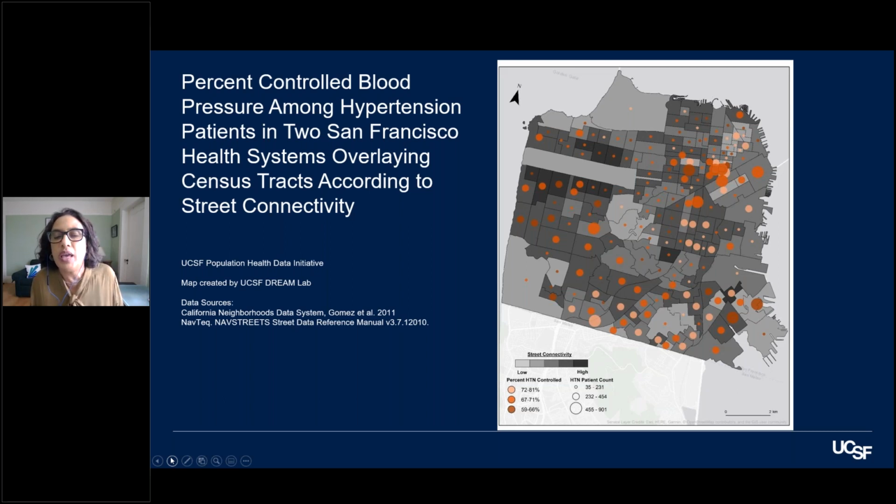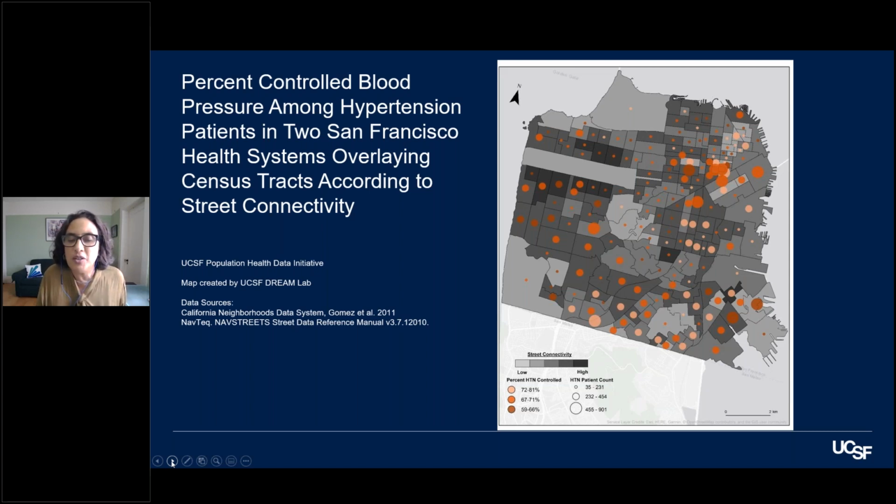In this case, we're looking at how uncontrolled diabetes and poorly controlled hypertension cluster across San Francisco. And you can see here clusters; this is a very common condition, and these are census tracts defined by their number of patients across both systems that have poorly controlled hypertension. One of the things that doing this has allowed us to start to look at is where we can think about community level interventions for blood pressure control.